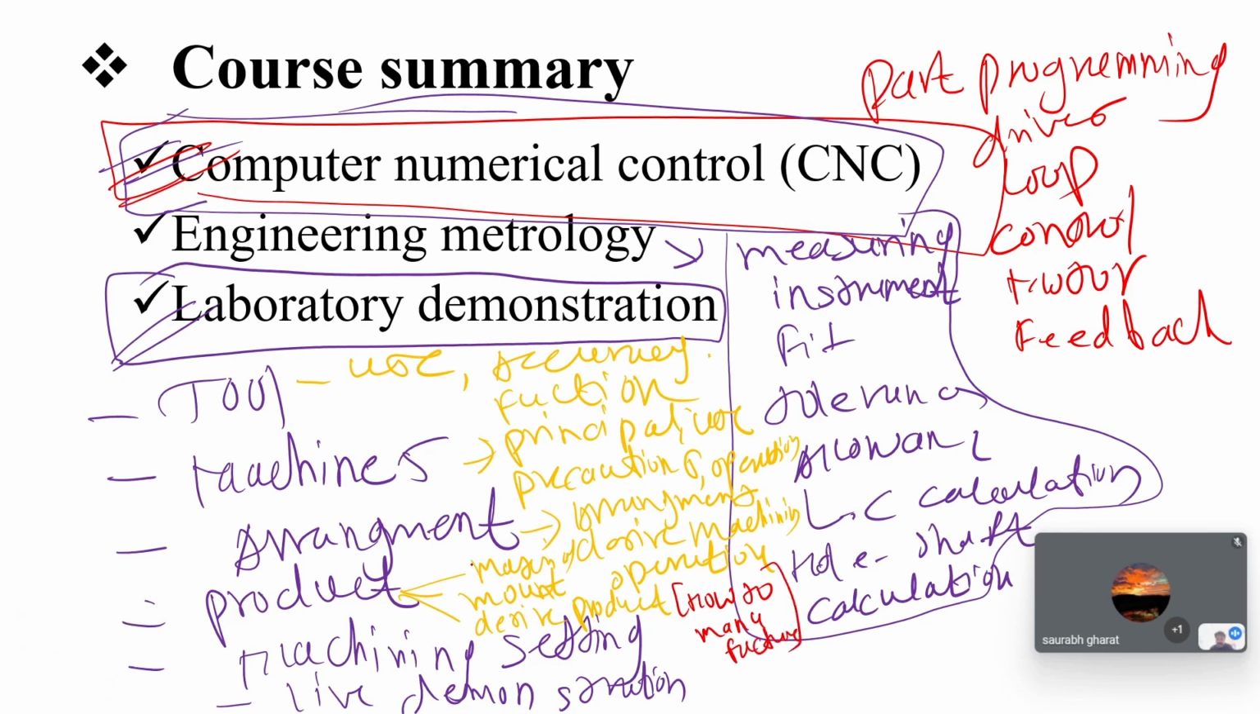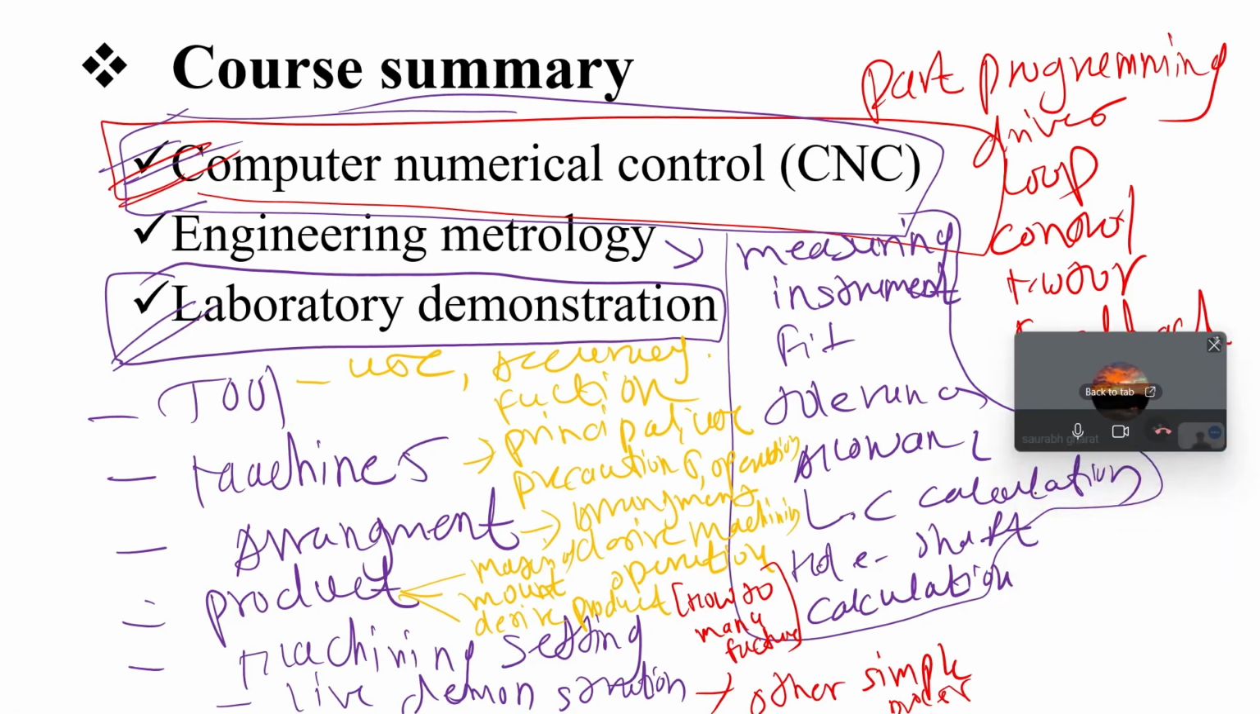And machining settings again: arrangement for a specific kind of product, specific settings for the machine, and how to operate that machine. Principally, how to operate the machine and its settings, and there is some live demonstration of other simple processes, like filing and drilling. This part you must consider. Filing and drilling are covered.